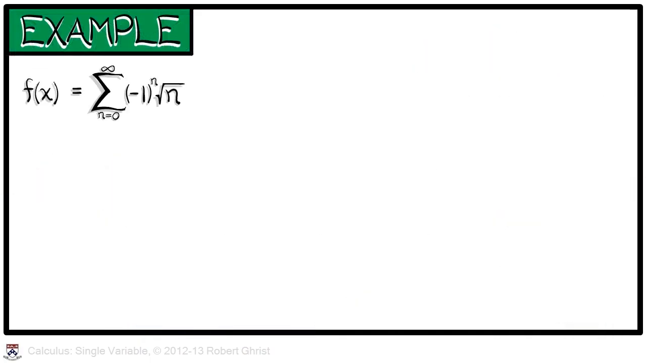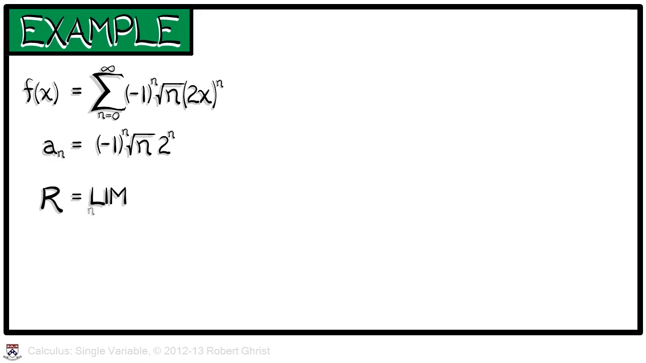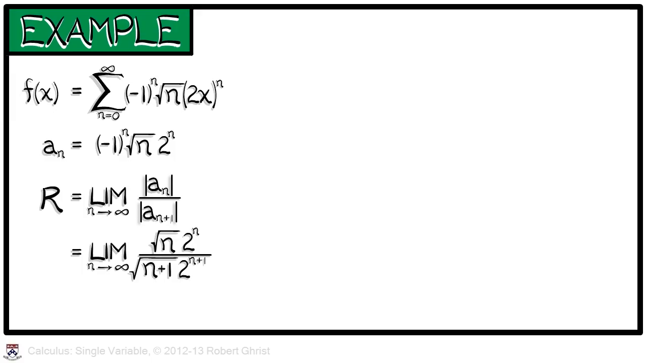Let's see a simple example. If we consider f of x, the sum over n, negative 1 to the n, square root of n, quantity 2x to the n, then our coefficient a sub n is negative 1 to the n, square root of n, 2 to the n. To compute the radius of convergence, we take the limit of the a sub n divided by a sub n plus 1, all in absolute value. That gives us the limit as n goes to infinity of square root of n, 2 to the n, over square root of n plus 1, 2 to the n plus 1. That is, as you can easily see, 1/2.